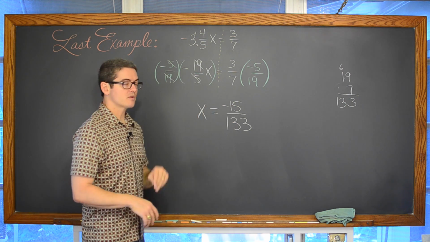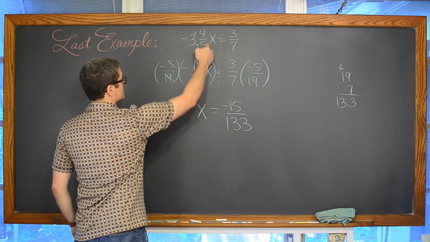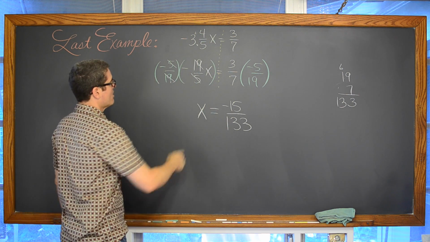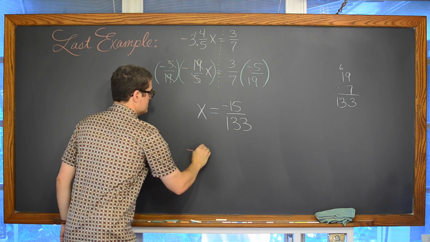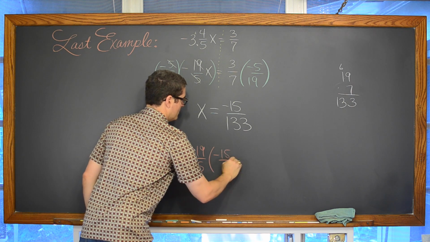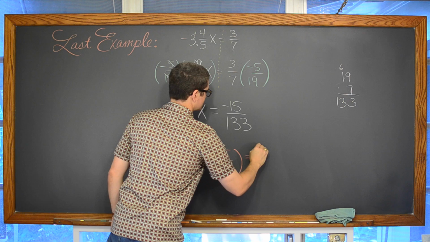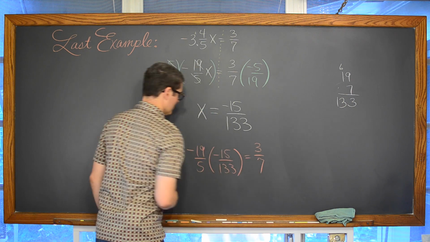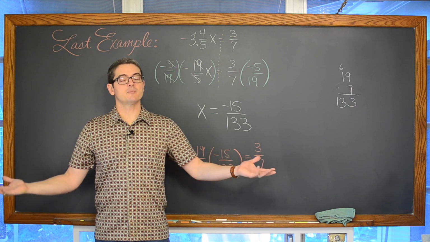If you want to make sure that this is actually the correct answer, I suggest not plugging it into the original problem, but plugging it in where you have the improper fraction, and check: does negative 19 over 5 times negative 15 over 133 indeed equal 3 over 7? And it will check out, and that is the end of my last example.